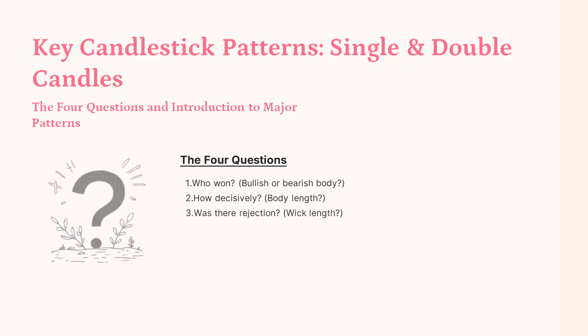Question 3, was there rejection? Look at the wicks. A long upper wick shows rejection of higher prices. A long lower wick shows rejection of lower prices. Long wicks on both sides show intense battle and indecision.